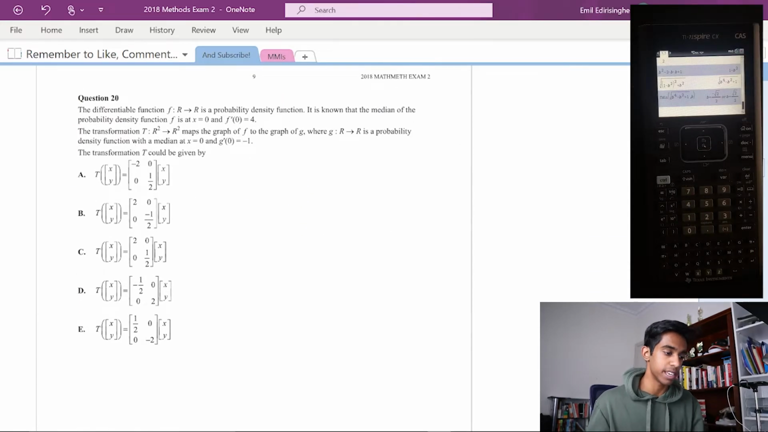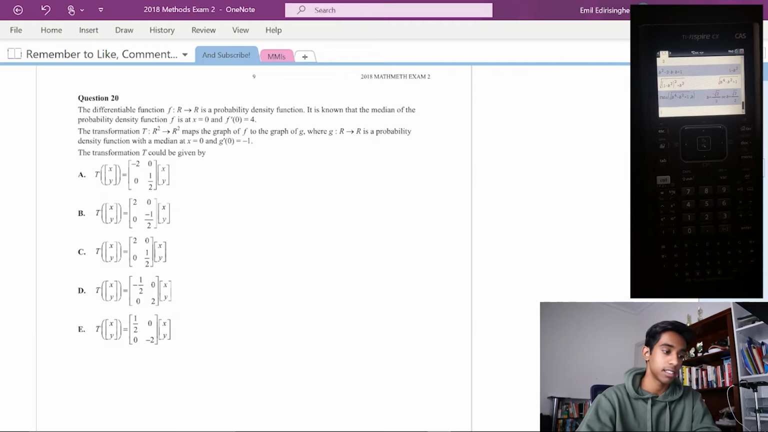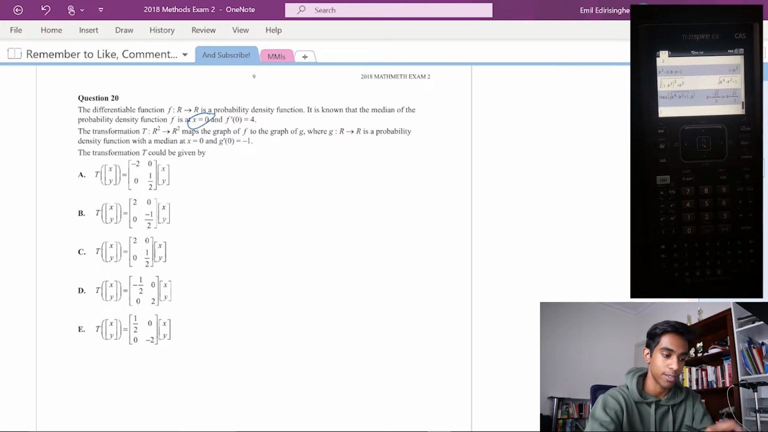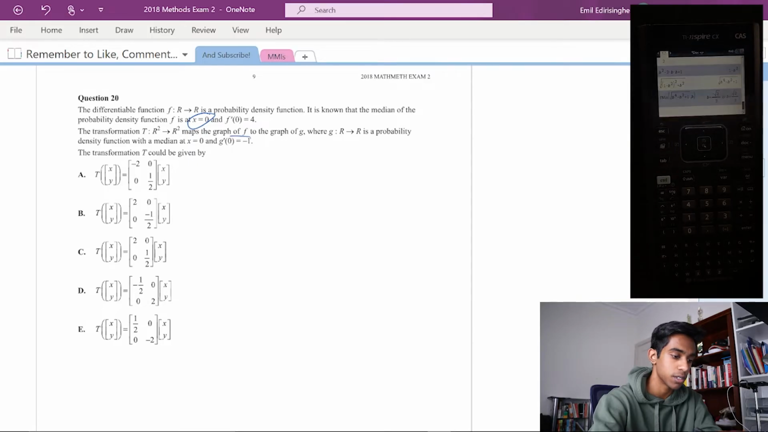So now we're on question 20, which tells us that there's a probability density function. The median is at x equals 0 and the gradient is 4. And now they've changed it so that the gradient is -1 and the median is still at 0. So we're essentially looking for the transformations that changed it from 4 to -1.